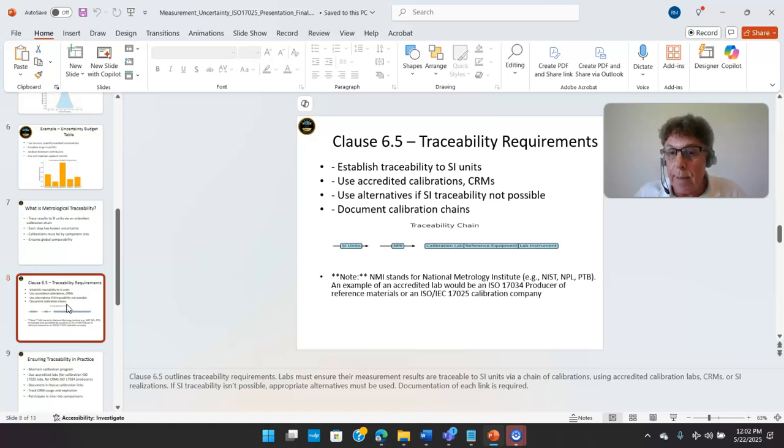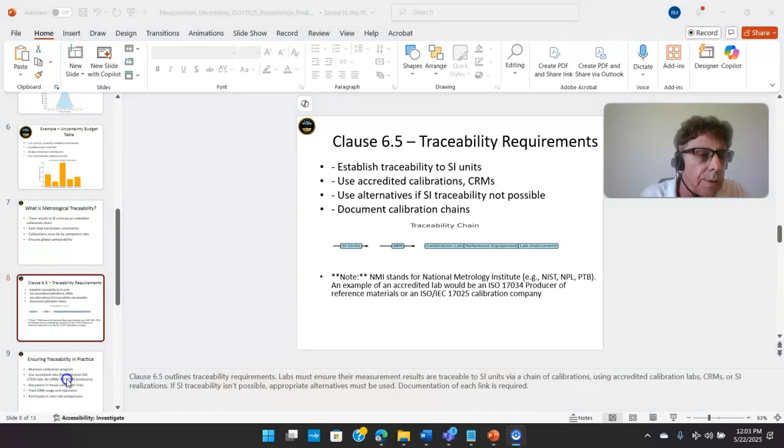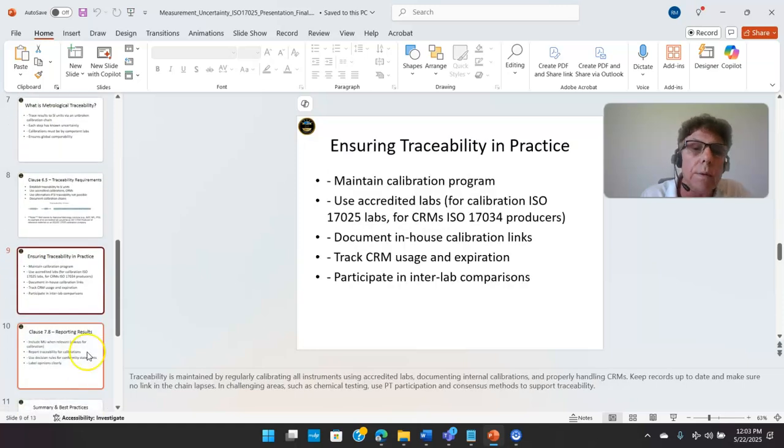A calibration lab under ISO 17025, for example, is required to put the expanded measurement uncertainty on their calibration reports. And as a testing lab, you need that documentation to meet the requirements of uncertainty of measurement as stipulated in Section 7.6 of the standard. So you want to be careful with your traceability requirements. The other thing is ensuring traceability in actual practice.